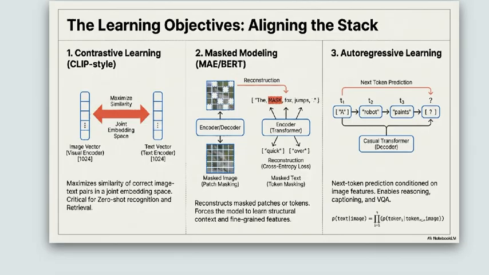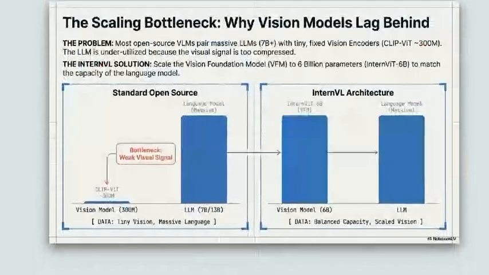But here is where the InternVL paper throws a wrench in the gears. They identify a massive flaw in how previous models were built. They call it the scaling bottleneck. This is the key insight of this specific architecture. If you look at the landscape before InternVL, there was a huge asymmetry.